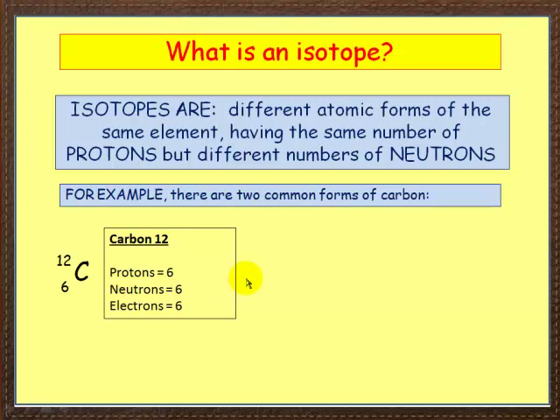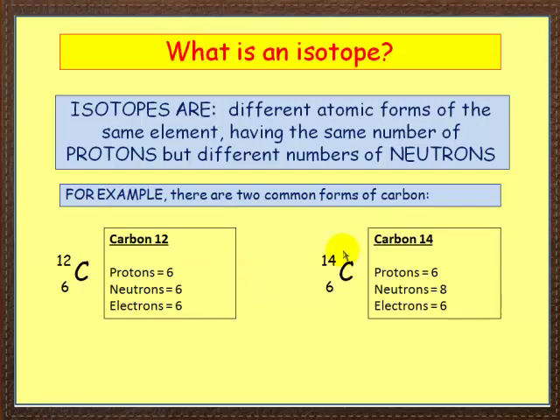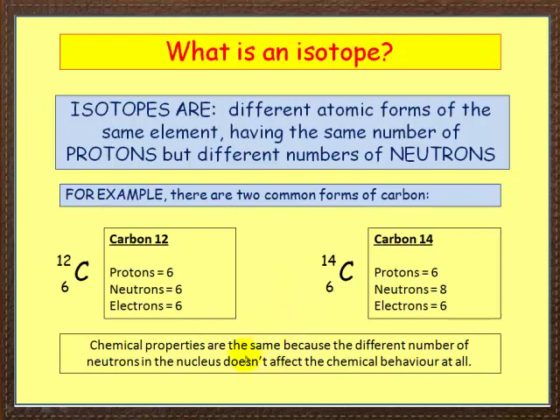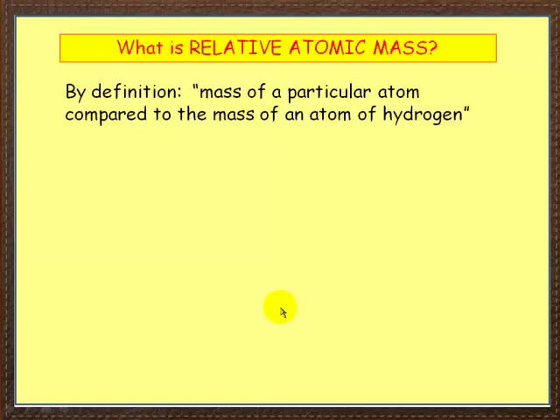But there's a second form of carbon called carbon-14. This is a radioactive carbon form used in carbon dating. Now here, look, same number of protons, 6, same number of electrons, 6, but the number of neutrons is different. So 14 minus 6, you don't need a calculator for that, is 8. Okay, so those are two isotopes. The thing about isotopes is the chemical properties are the same. Of course a different number of neutrons in the nucleus doesn't affect the chemical behaviour at all. That's what we call isotopes.